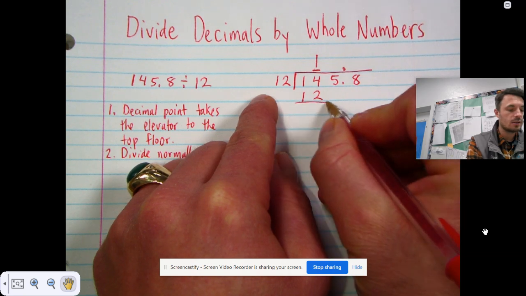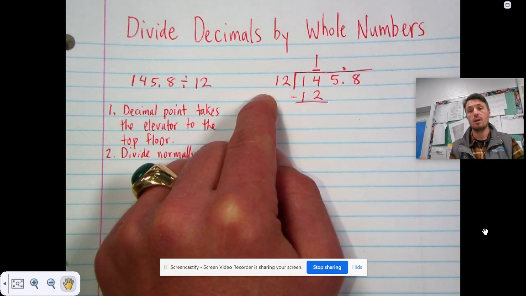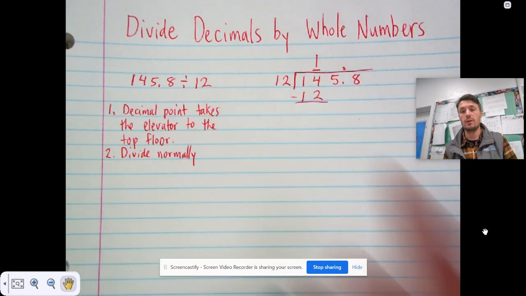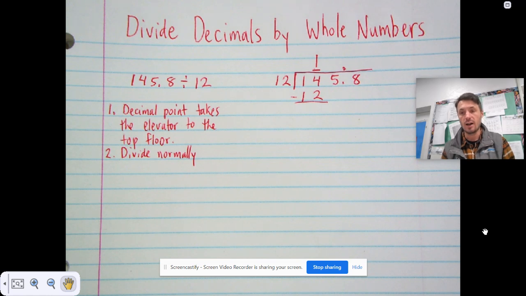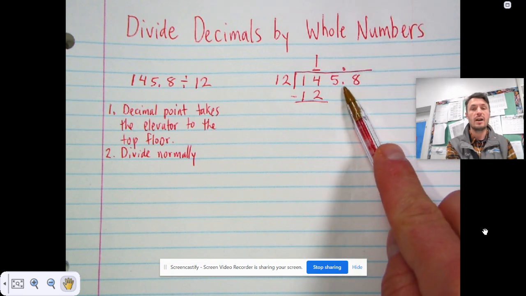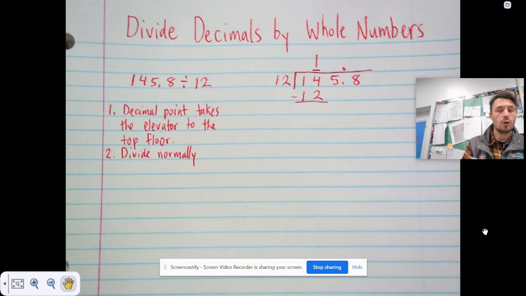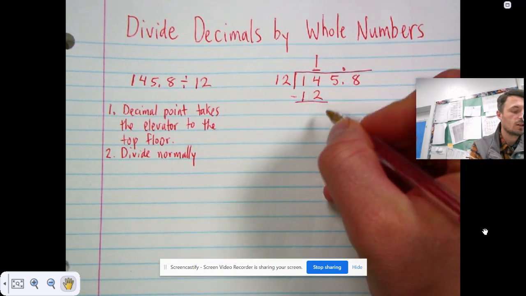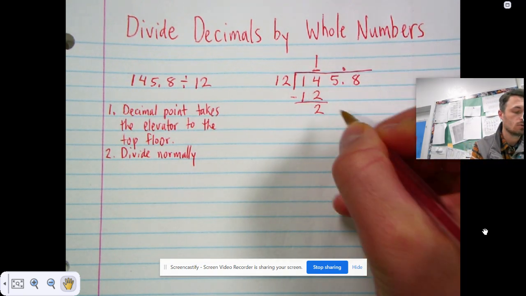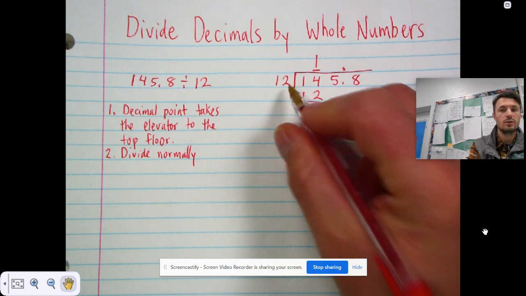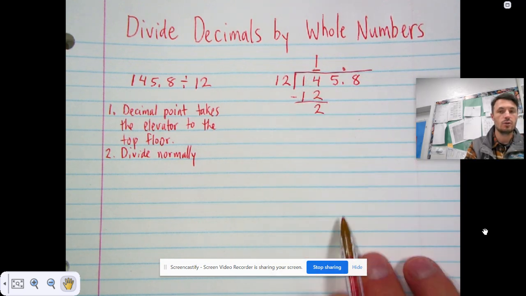Now we subtract. We're just going through the long division steps now, which you all have memorized. Divide, multiply, subtract, compare, bring down. Go back to divide, go through the steps again, except we don't write our remainder. We don't write remainders when we are dividing with a decimal number as the dividend. I'll show you what it looks like. 14 minus 12 is 2. Is 2 smaller than 12? Yes, that's how we know this 1 is correct.